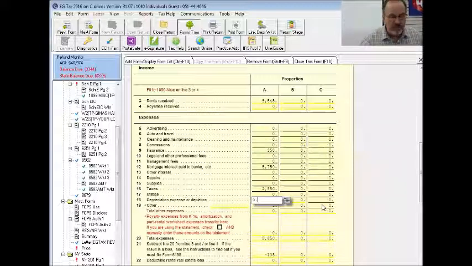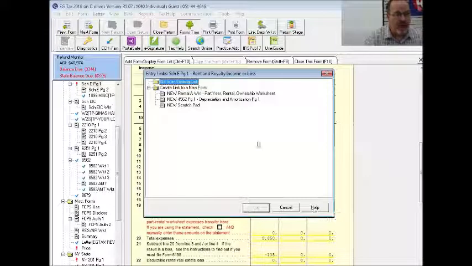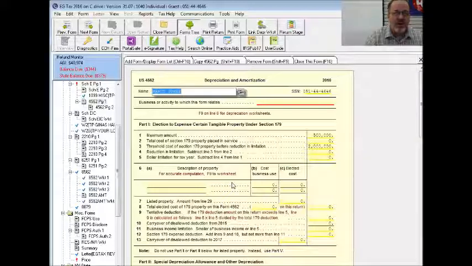Okay? We're gonna go in to line 18. We're gonna hit F9, and what's in there for us? Depreciation worksheet. There you go. And where does depreciation go? Does it go on the 4562? It does, but it doesn't, okay?